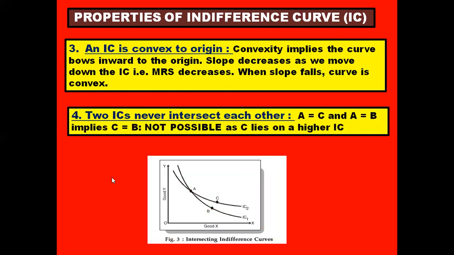Two indifference curves never intersect each other. Here we see that there are two indifference curves, IC1 and IC2, and they intersect each other at point A. Now we see that A and C lie on the indifference curve IC2, that is, they give the same level of satisfaction, A equals C. Again, A and B lie on the indifference curve IC1, that is, A and B give the same level of satisfaction since they lie on IC1. But with transitivity, we can say C equals B, but is it possible? Because C lies on a higher indifference curve IC2, C will give more satisfaction. So C equals B is not possible. That's why we can say two indifference curves can never intersect each other.